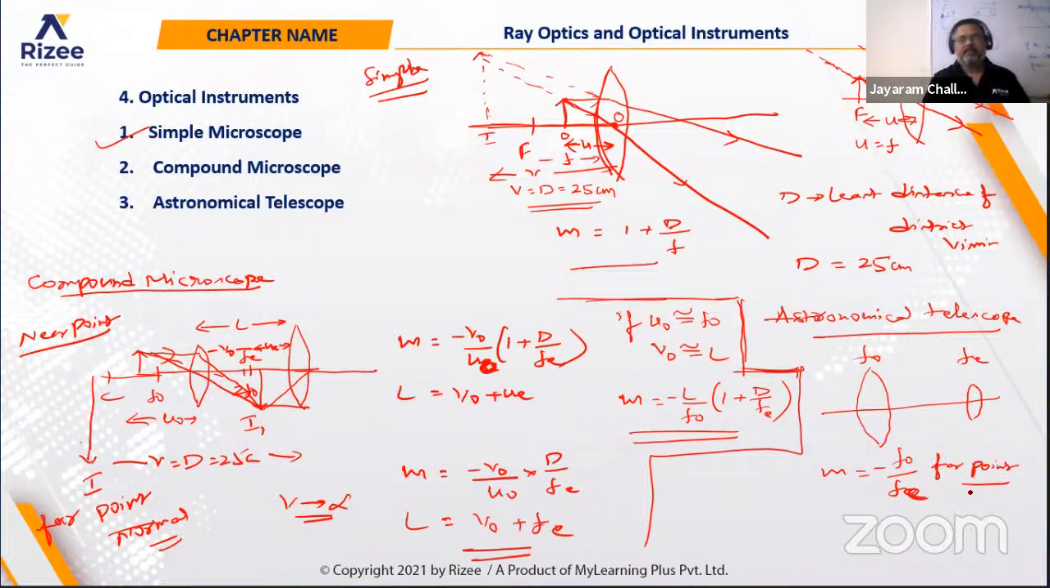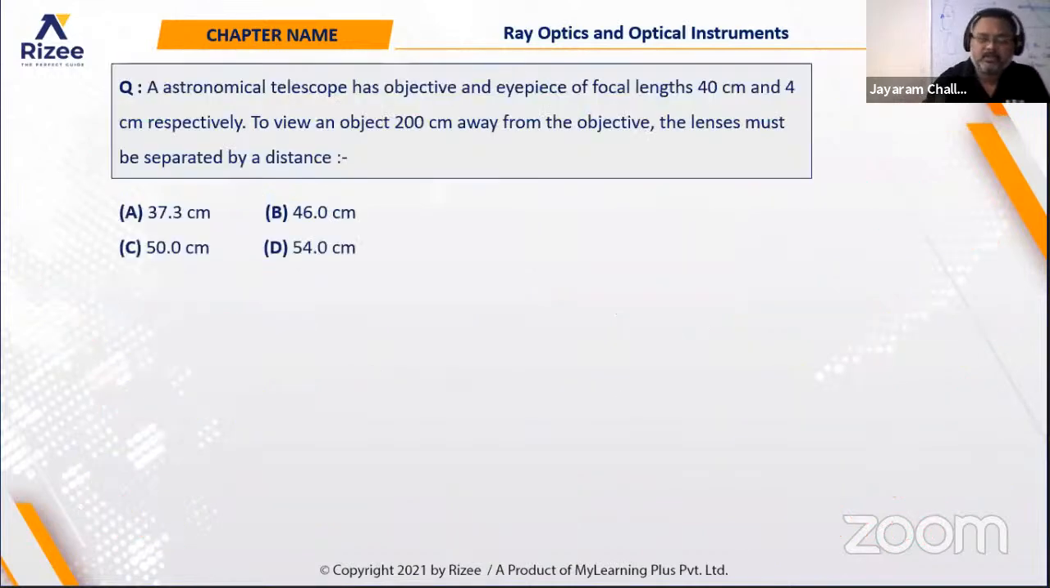That is, your final image will also fall at infinity. For the near point condition, you can write it as L = f0 (1 + 1/d) + 1/fe. So like this is the near case, you can use this particular relation for the astronomical telescope. Coming to the question on this one, astronomical telescope.